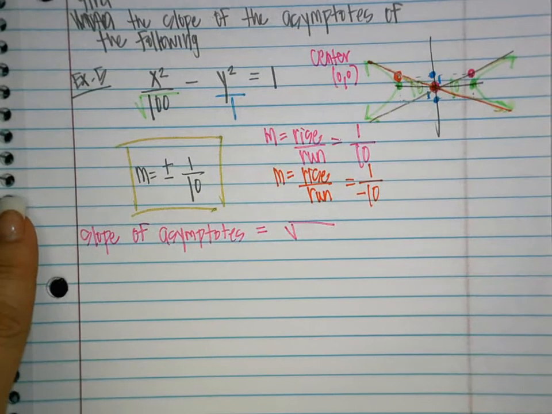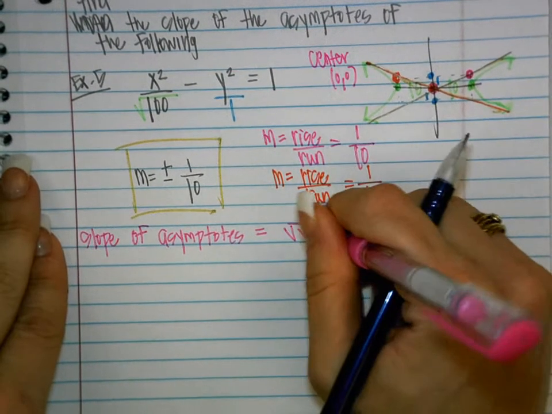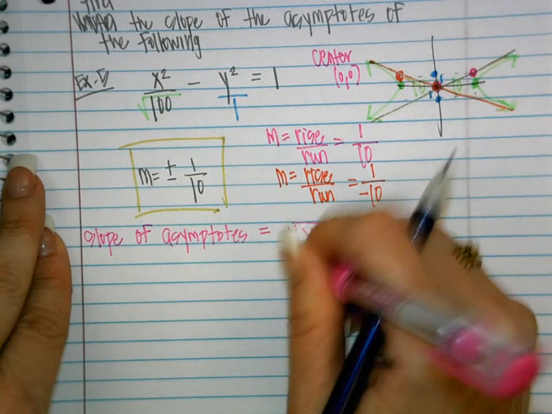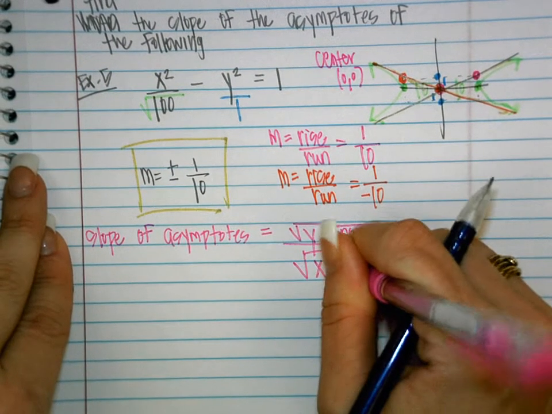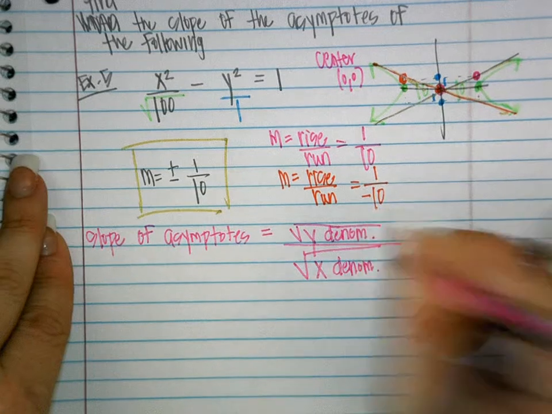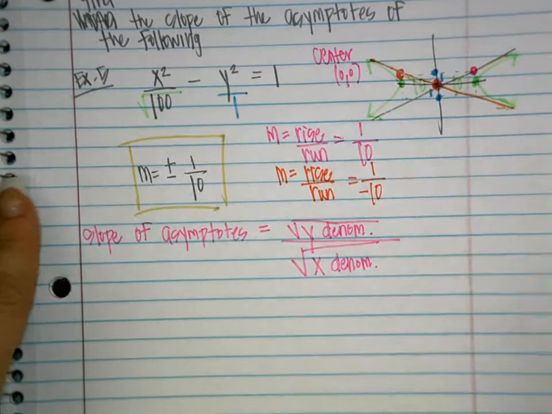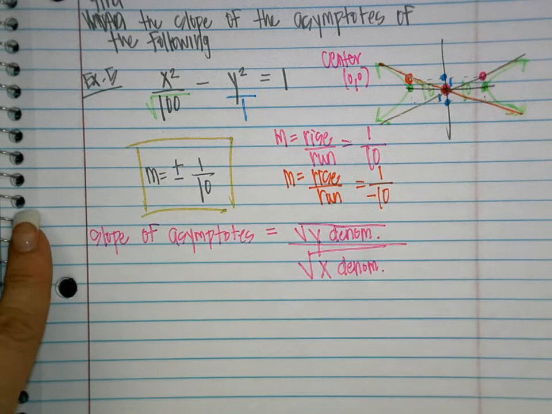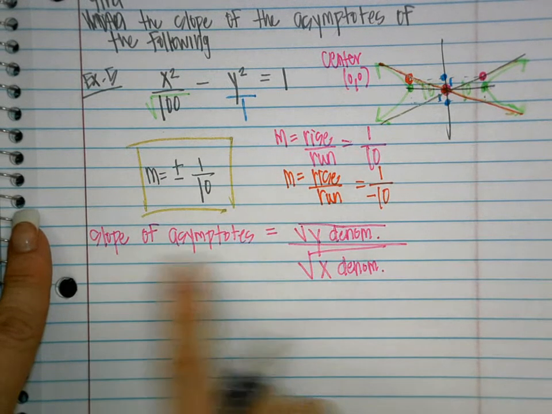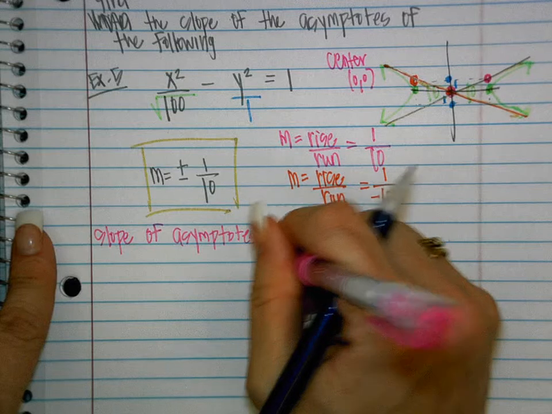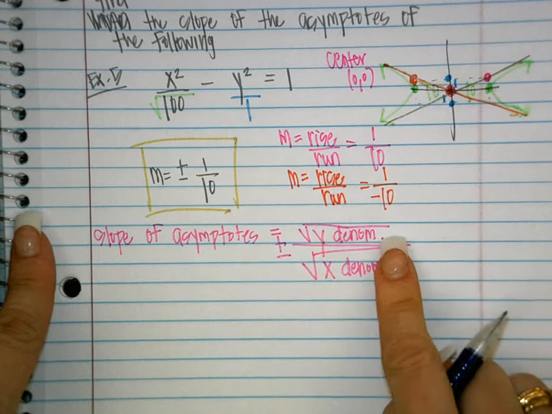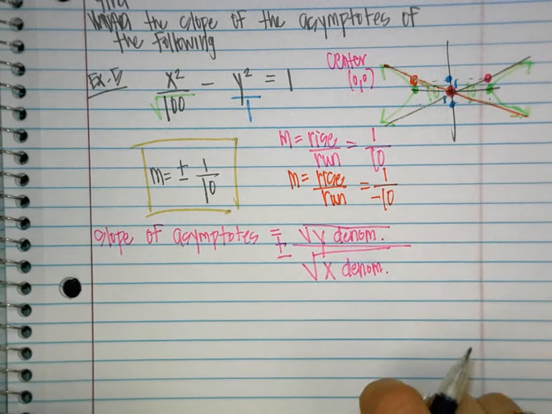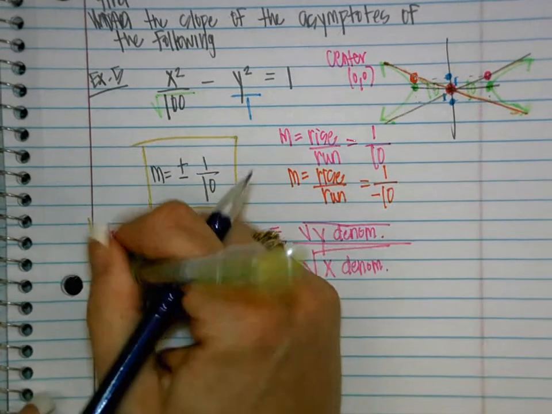The y denominator, square root of the y denominator, divided by square root of the x denominator. And it always works. So really, you don't have to do this whole drawing, okay? You can just look at this, and once it's in standard form, you can write slope of asymptotes. Sorry, you also have to write plus or minus in front. Plus or minus square root of the y denominator, which in this case was 1, square root of the x denominator, which was 10. Okay? This is going to be a very helpful formula for you to use.